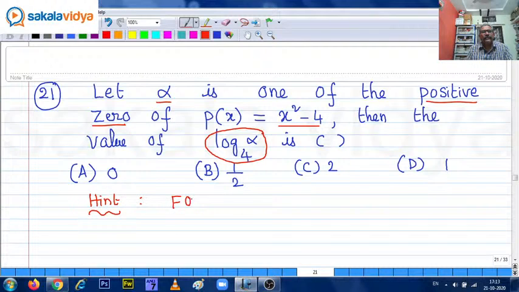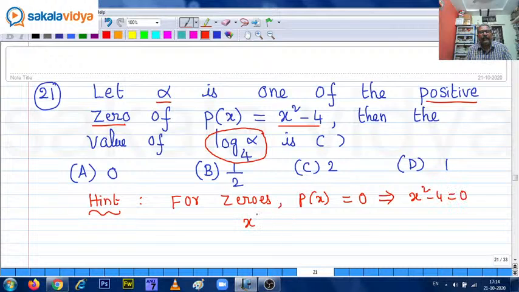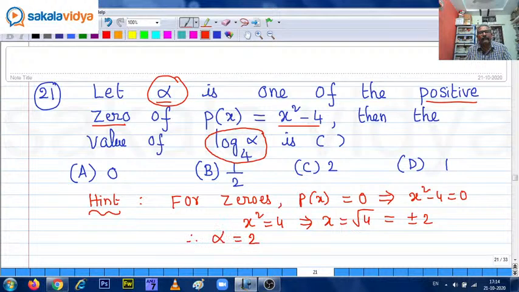For zeros, P of x equals 0. That means x square minus 4 equals 0. We get x square equals 4. X equals square root of 4. You get plus or minus 2. But alpha must be what? Positive. Take the positive value. Therefore, according to the problem, alpha is equal to 2.